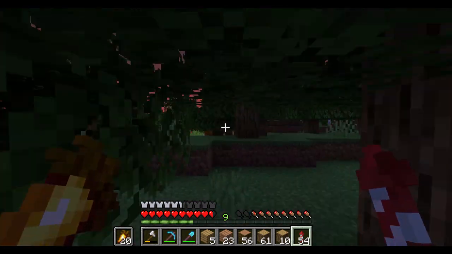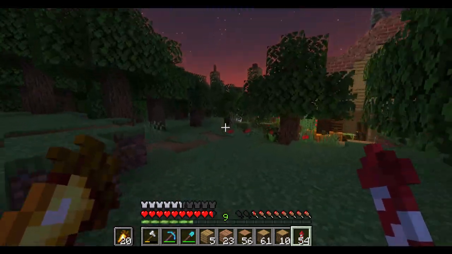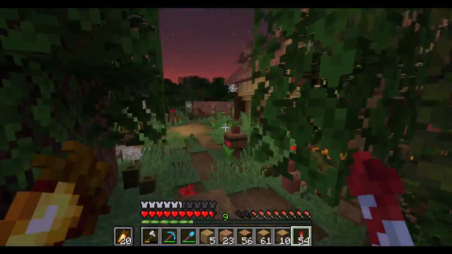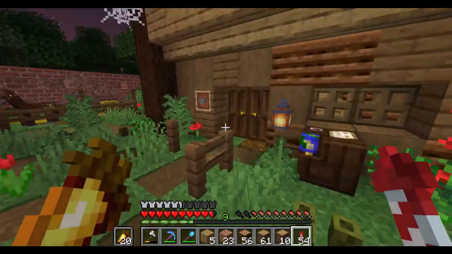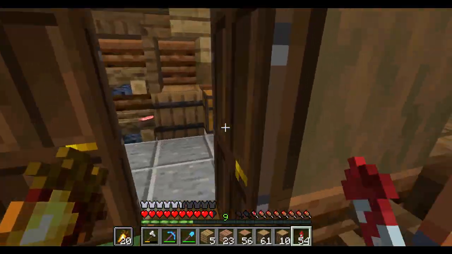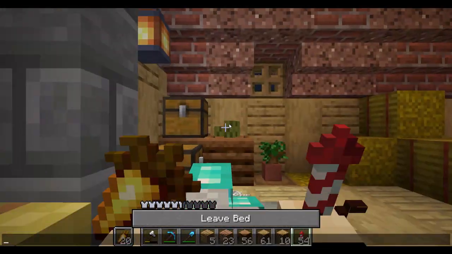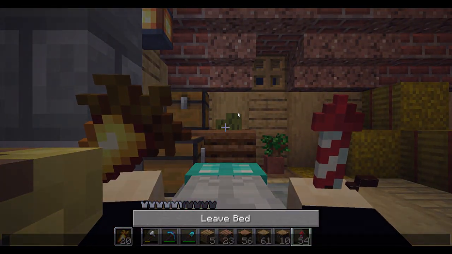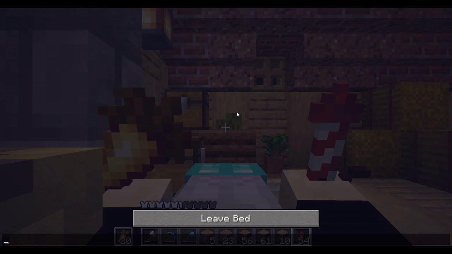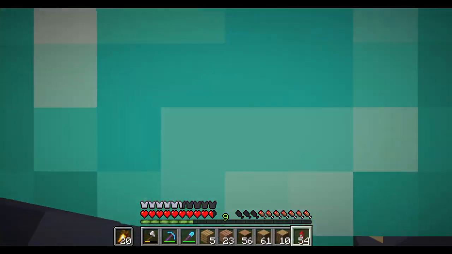We are here in the medieval area. Down here there is our cabin in the woods. The village is just over there. Let's sleep real quick.